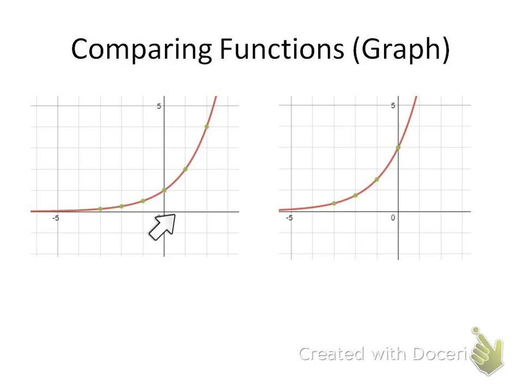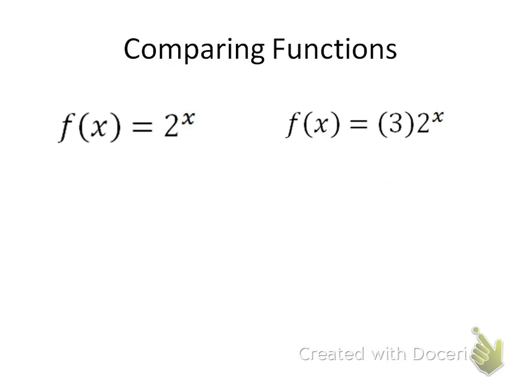And then we note the y-intercept. The y-intercept was 0, 1 in the parent graph. Note the y-intercept in this one. You see it. It's at 3. So now let's compare the functions. These are the two functions we were talking about. This was the parent graph, and that was the new graph where I took 3 times the parent graph.